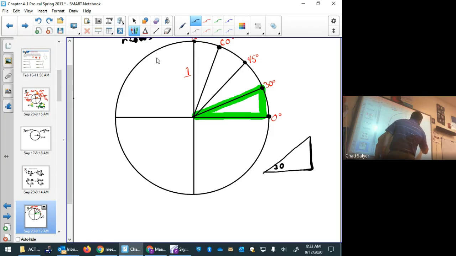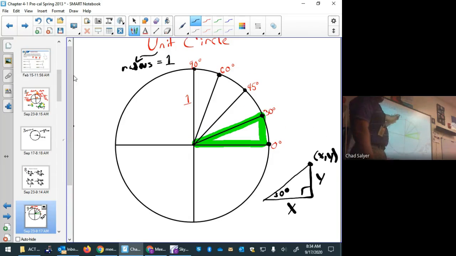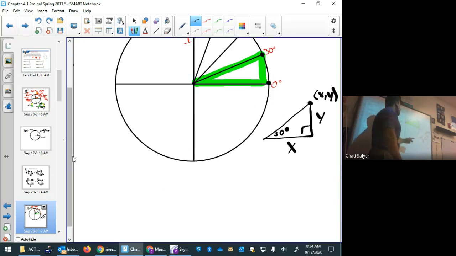It's got 30 degrees here, 90 degrees here, and it's got a point here, which is the x and y coordinate on the unit circle. So this length here is going to be your x. This length here is going to be your y. And then this radius, well, the radius is always what in the unit circle? 1. So this side of the triangle, I know, is 1 unit in length.